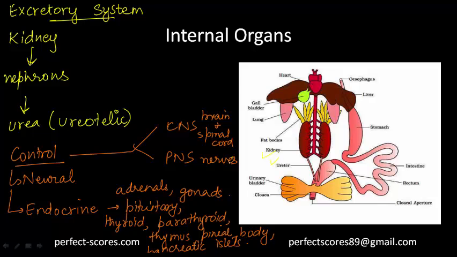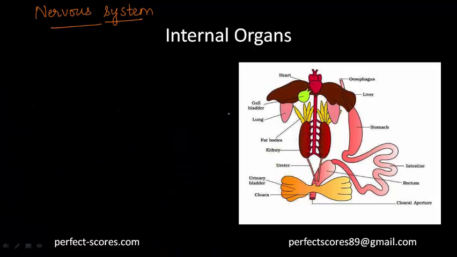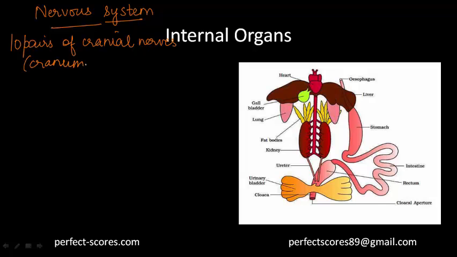Coming to the details, the nervous system has 10 pairs of cranial nerves, and as the name suggests, they all arise from the brain, which is enclosed in a bony box-like structure known as a brain box or a cranium. Just like in the case of humans, the brain is divided into three parts. That means the forebrain, the midbrain, and the hindbrain.